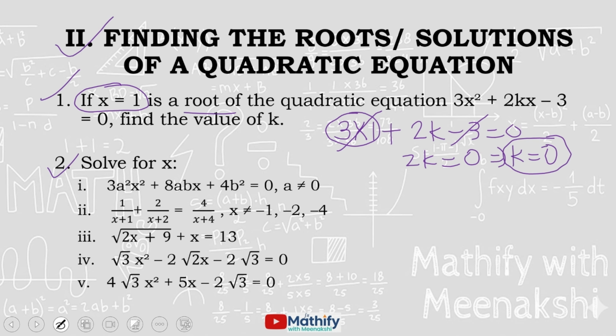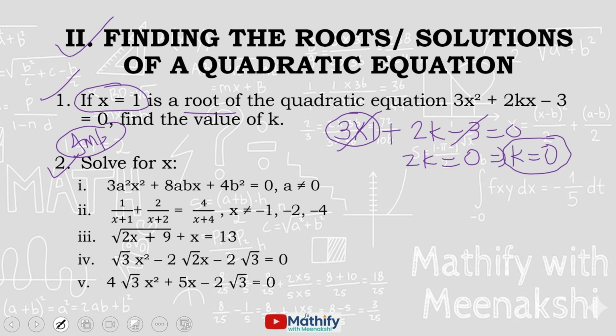Second question is solve for x, and it's the most important question, you can say, because it will definitely come. You have two methods for finding the value of x, either middle term split, that is factorization method, or the quadratic formula. So first question, it's given 3a square x square plus 8abx plus 4b square is equal to 0. And they mention that a is not equal to 0. Otherwise, this equation becomes linear equation. So let's solve this using quadratic formula.